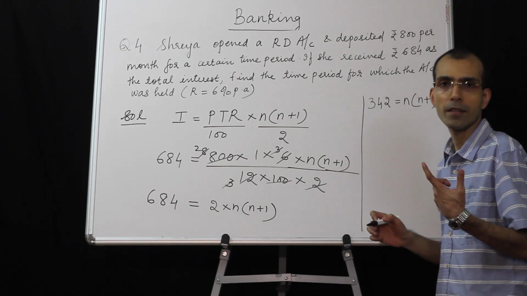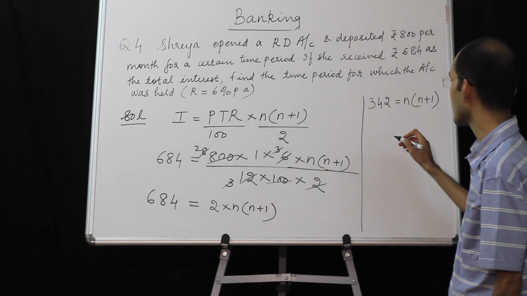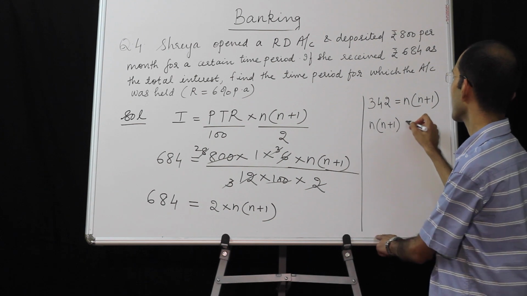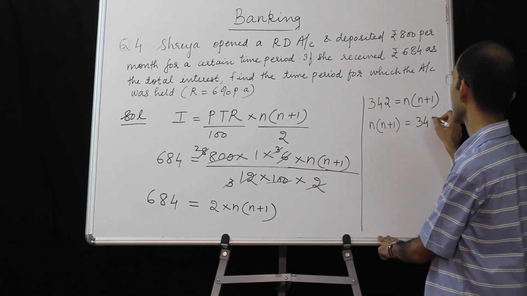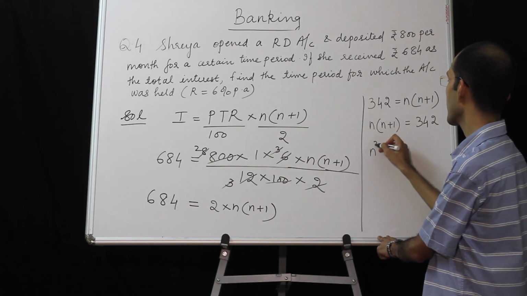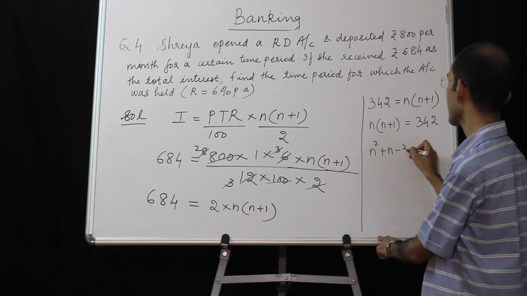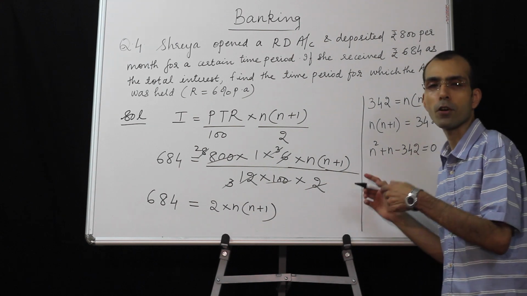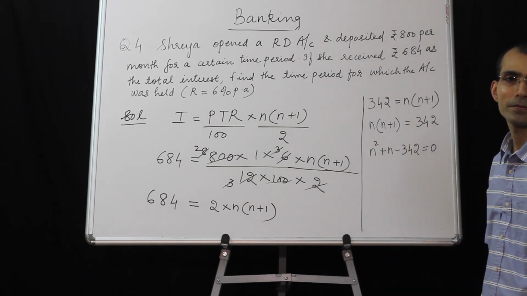This gives rise to a simple quadratic equation. So n into n plus 1 is equaling 342. n square plus n minus 342 is 0. Now try and solve this quadratic equation.